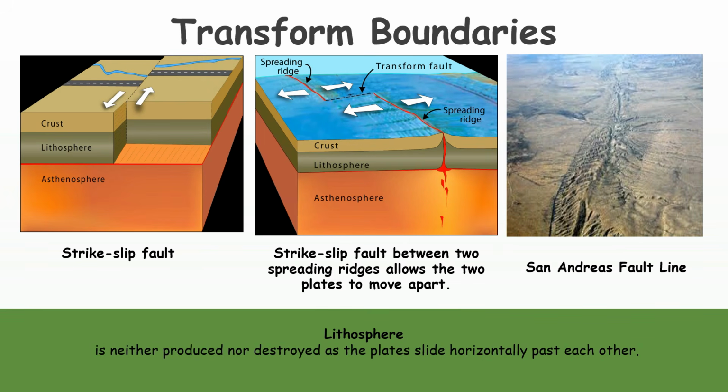Yung panghuling klase ng plate boundary is what you call as transform boundaries. Now, yung transform boundary ay tinatawag din siyang strike-slip fault. And yung isang famous na example ng strike-slip fault is the San Andreas fault. Ano nga ba yung pagkakaiba niya sa convergent at saka divergent? Dito, walang nabubuong mga tsunami, walang nabubuong mountains or volcanoes, but instead, what is common between the three is that pwede siyang makabuo ng earthquakes.